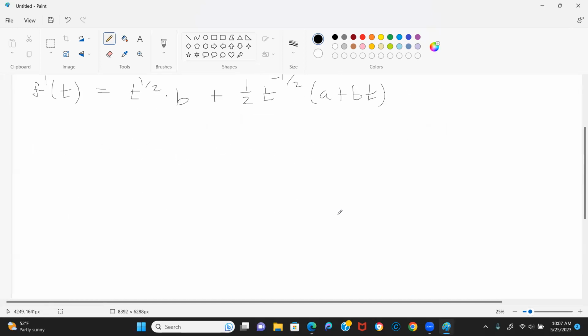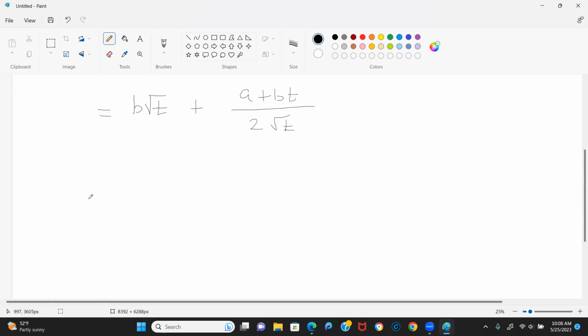And let's see, what do you get at that point? I mean, I guess you could just leave it at that, honestly, but you could simplify it a little bit. So you get b times square root of t plus (a plus b t) over 2 square root of t.